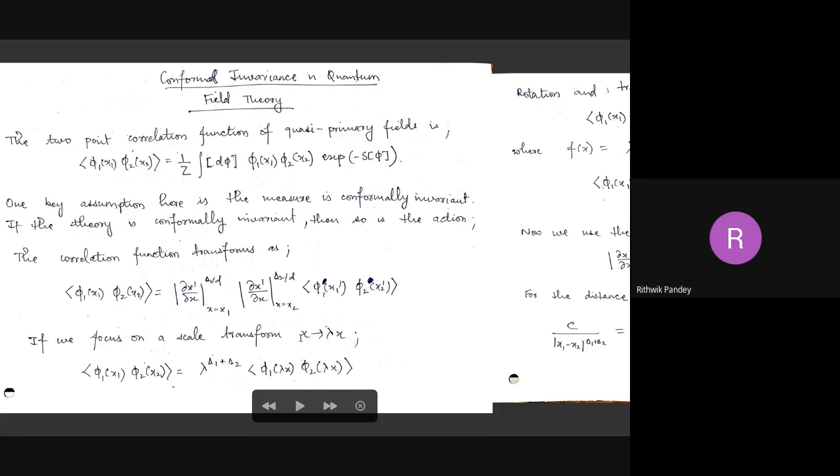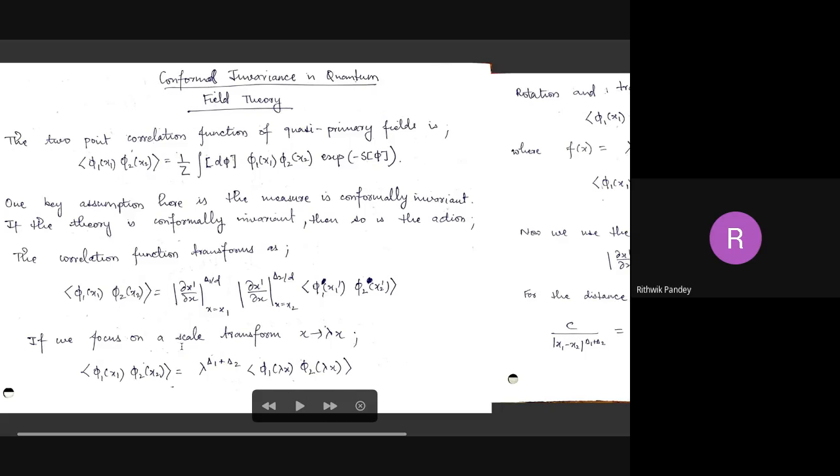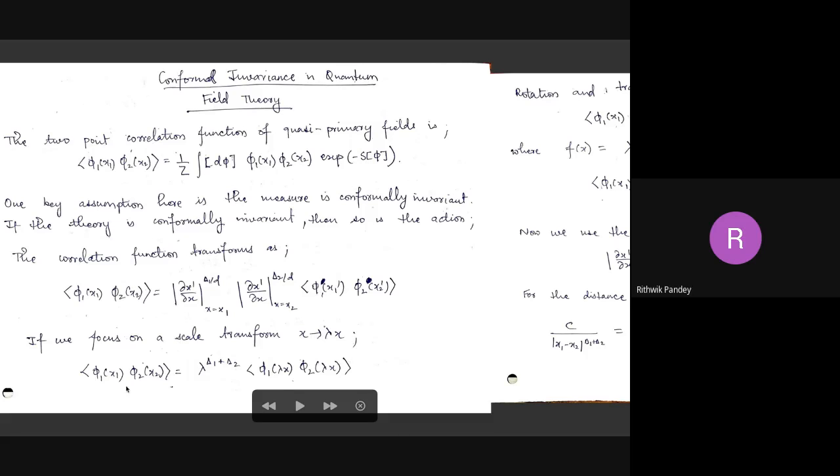So we can just focus on a scale transform and say the same thing for a scale transformation. If we have a 2-point correlation function and we try to see how it changes under a scale transformation, you can see it very easily. Here you put lambda to the power d, d cancels. Here you put lambda to the power d, it cancels. And here we are assuming that both the fields have different scaling dimensions, delta 1 and delta 2.